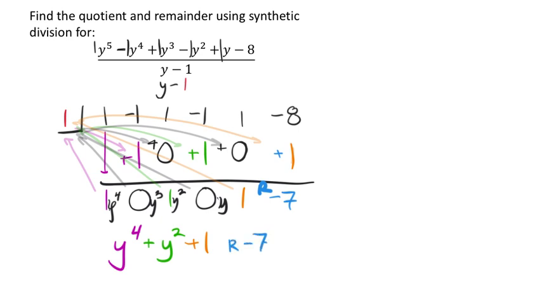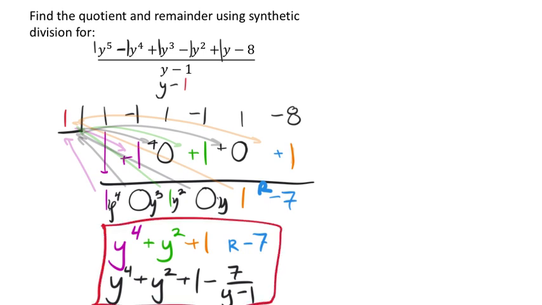Now, that's one way to do it. The other way is to write the remainder into the quotient. So y to the power of 4 plus y squared plus 1. Well, I'll make that minus 7 over the original denominator or divisor, which was y minus 1. I caught the y's earlier that time, so I feel better about it, but hopefully you catch it earlier than I did.